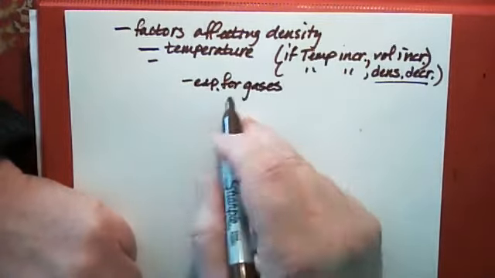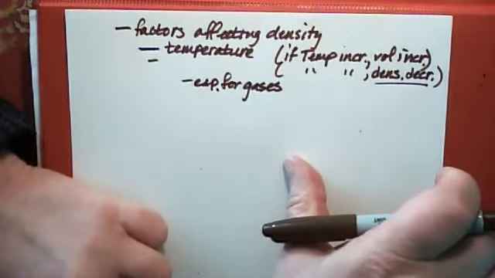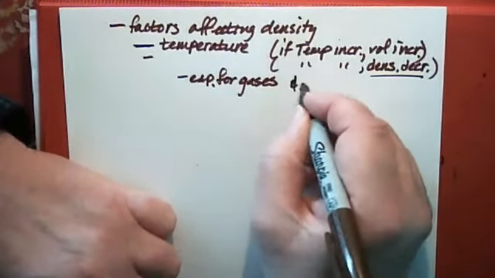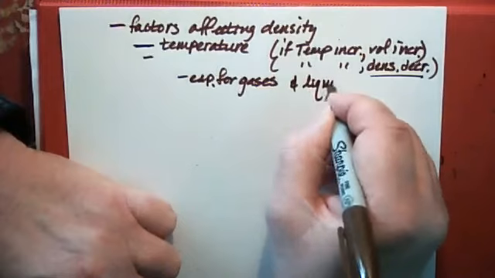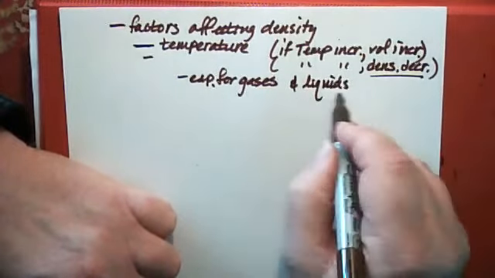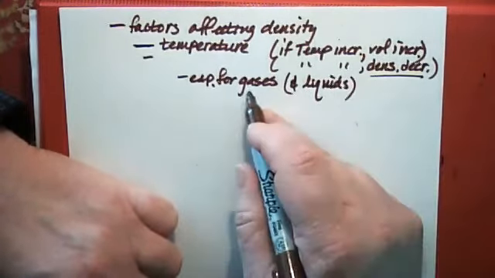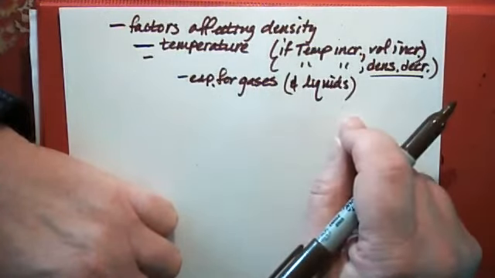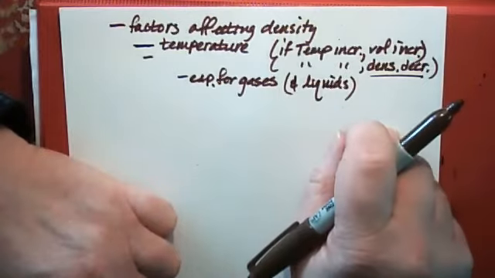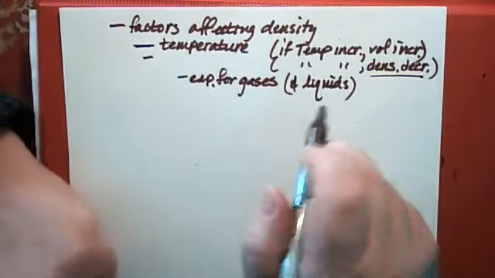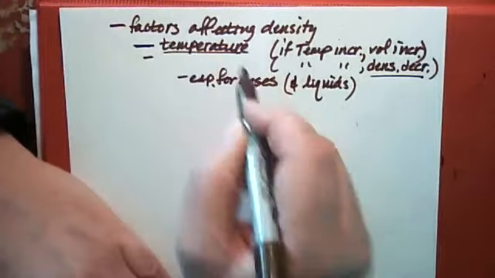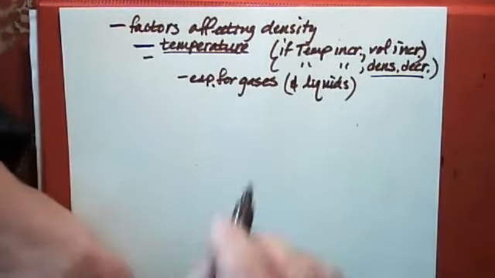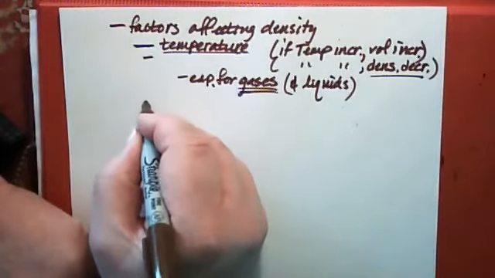This is especially true for gases. Changes in temperature make a huge difference in the densities of gases. And it's true to some extent for liquids, not as much as it is for gases. And it's true to a small extent for solids. The volume of solids can increase noticeably with an increase in temperature, but not as much as it does for liquids. And liquids don't increase as much as gases do. So it's really a big factor for gases.